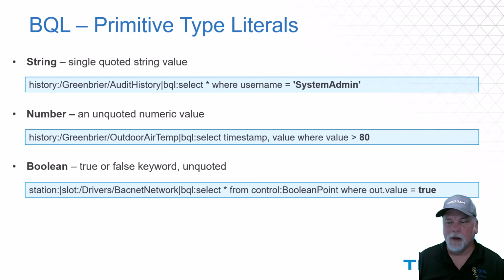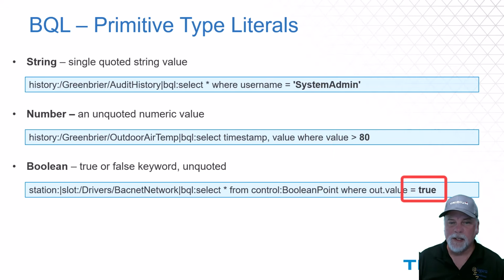Now, with BQL language, there's different ways that you can make references to variables, and these would be referred to as literals. So when we talk about primitives like Booleans, strings, and numbers as being primitive type objects, then all you have to do is for strings, you're going to enter those as single quotes, like system admin here with single quotes around it. For a number, integer, a float, or a double or something, it's just going to be the numeric value without any quotes.